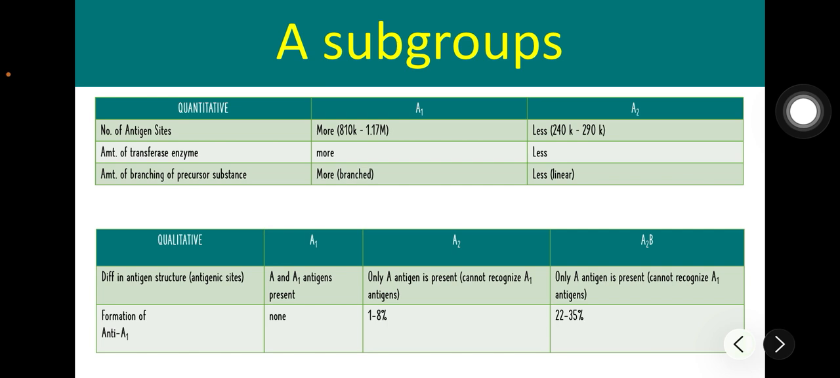So we also have the so-called weak subgroups of A. These subgroups are extremely rare, occurring in less than 1% of the population, and they are usually discovered when a patient's forward and reverse typing results do not match. So the weak subgroups are A3, which is the mixed field subgroup. It's famous for its mixed field agglutination pattern, wherein in a test tube you will see small clumps of red cells floating in a sea of unagglutinated cells. So we also have AX.